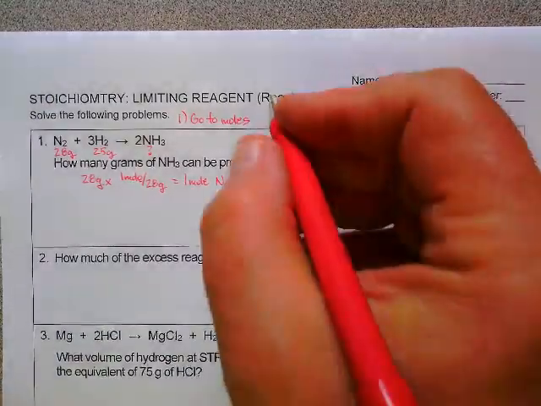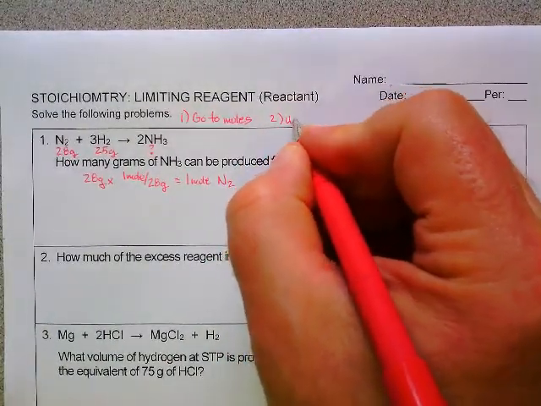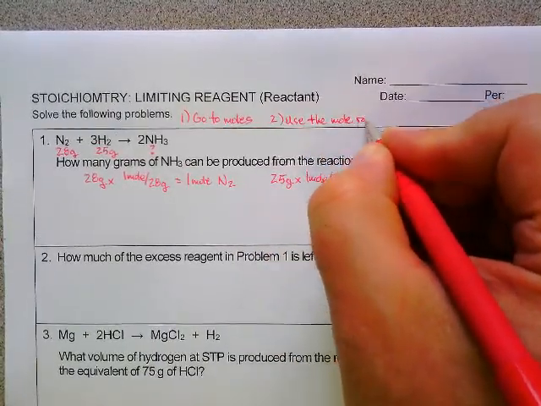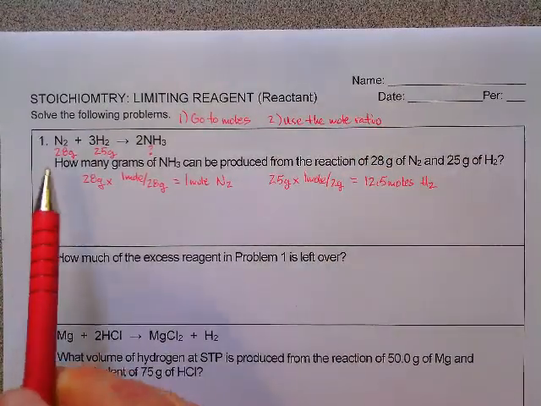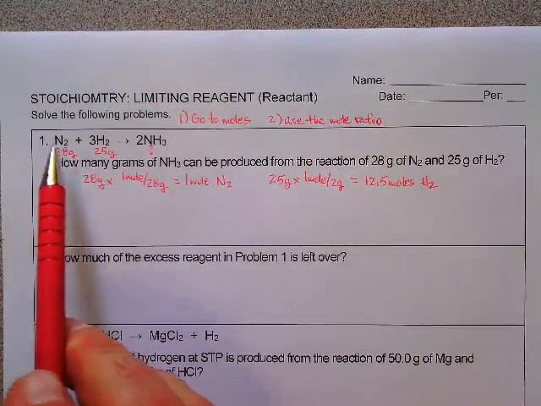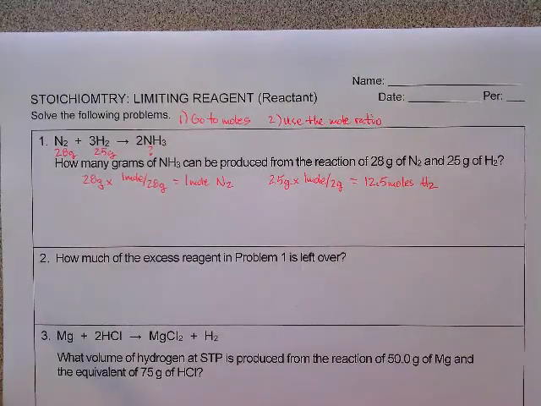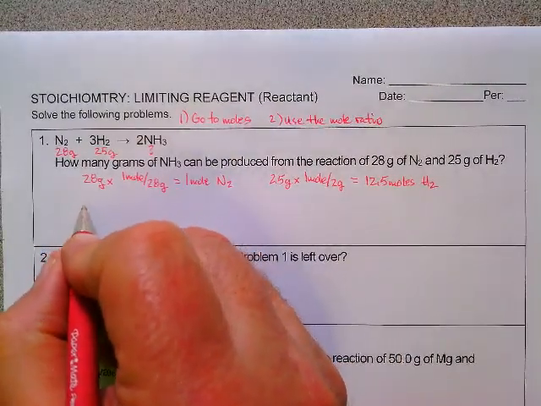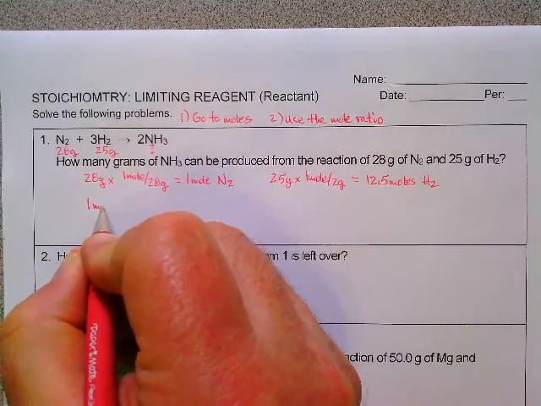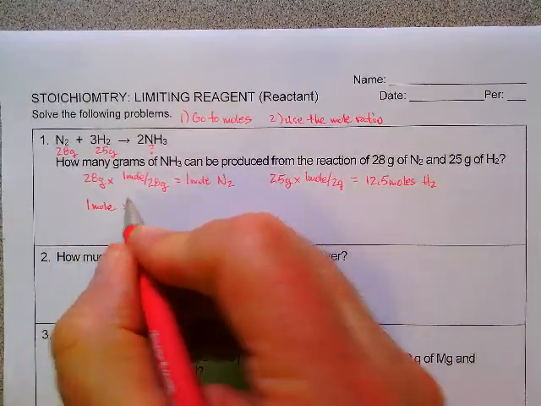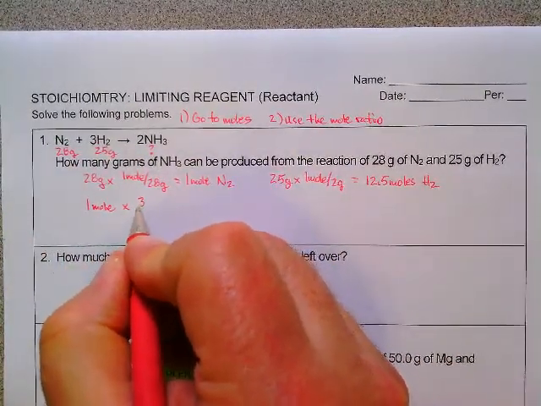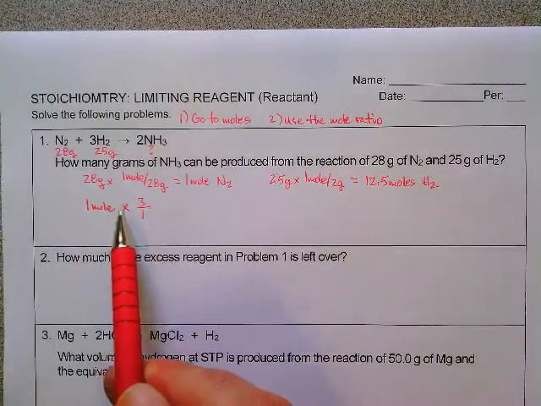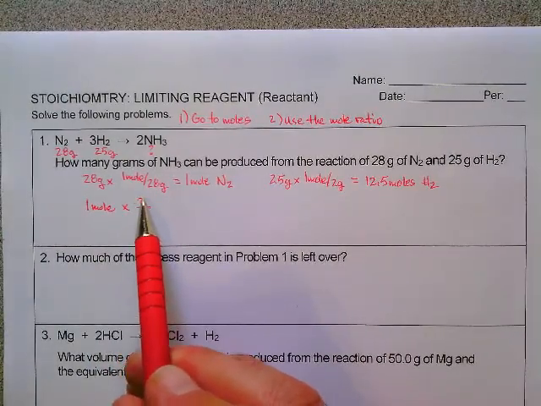Now, next, we need to use the mole ratio. Remember that the formula says we need to go from 1 to 3. So we're going to check and see whether or not that is true. So we're going to take our 1 mole of nitrogen and then times the mole ratio, 3/1. Now a couple of things. Remember that the mole ratio always has the question mark on top. In other words, what did we want to find out?